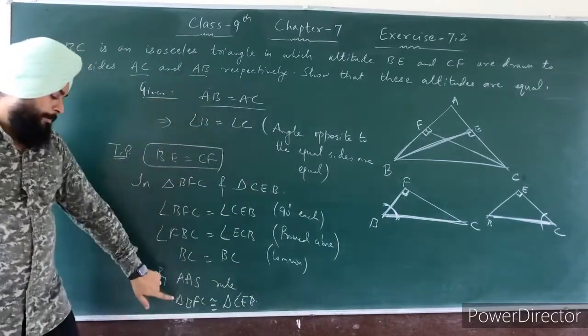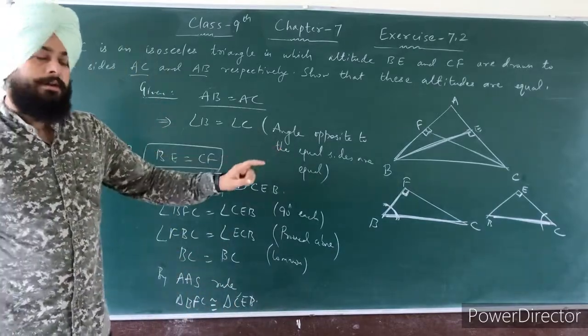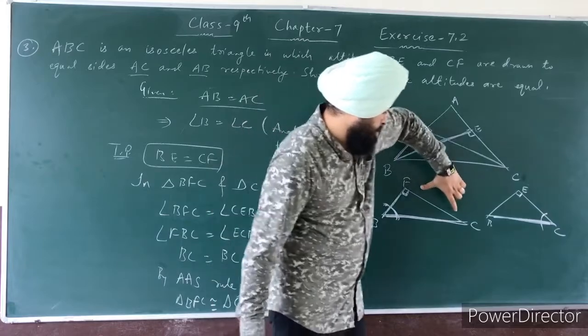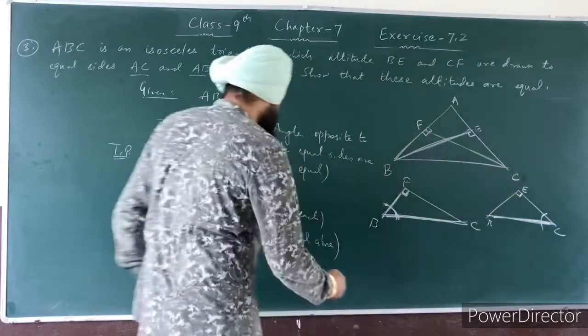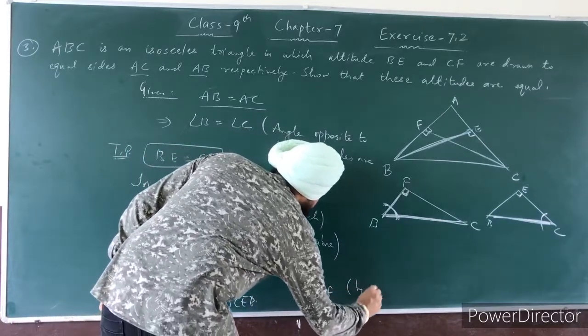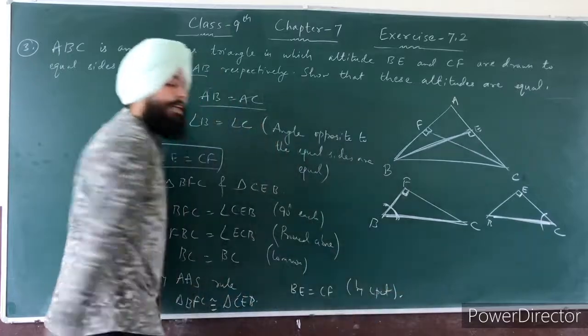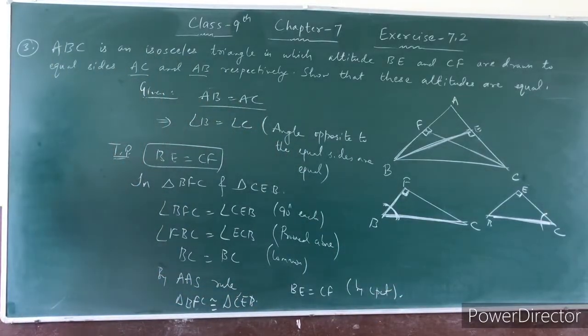Alright, triangle BFC congruent to triangle CEB. Now देखो, triangles congruent हो गए. Now you can take this altitude CF and in this triangle you can take BE. So you can write BE equal to CF by CPCT. So what is CPCT? Congruent parts of congruent triangles. So as proved, this is your question number 3rd.